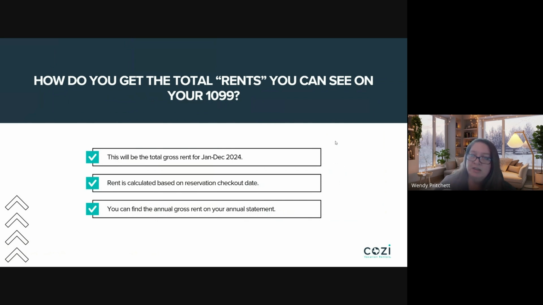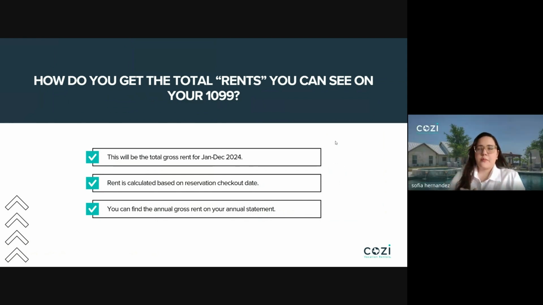So on the 1099 that we send you, we put the rents. But if you look at your owner statement at year end, that'll have these expense items that are not included on your 1099, but that you would include on your taxes. So like your cleaning fees or anything like that you're paying out to Cozi, that will show up on your year-end owner statements. That way you can include that on your taxes.